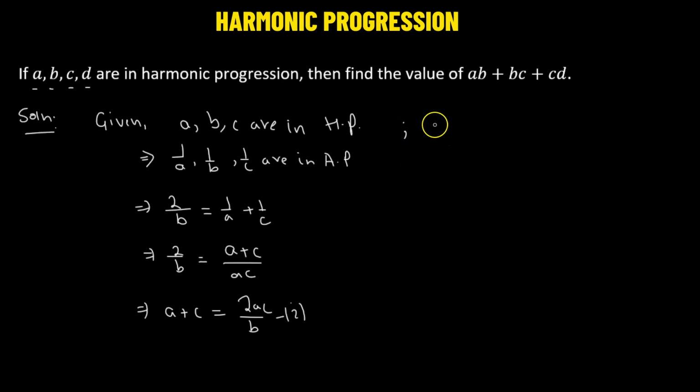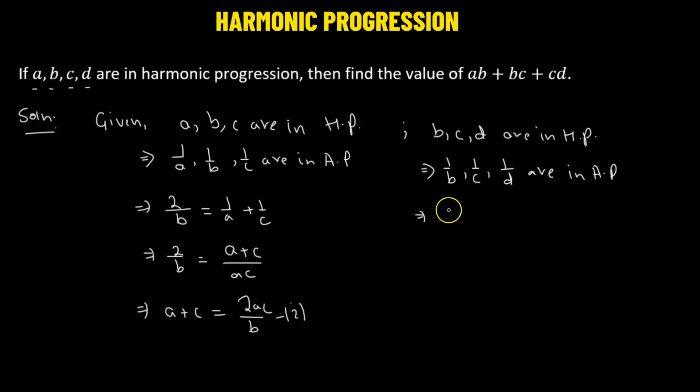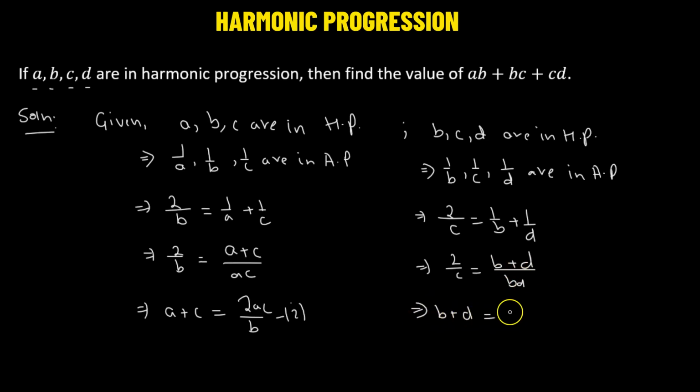Now we can also consider the second, third and the fourth term and consider that they are in harmonic progression. So if B, C and D are in harmonic progression, this immediately means that the reciprocal of each of the terms, so we have 1 over B, 1 over C and 1 over D, are in arithmetic progression. So we can say that 2 times the middle term will be equal to the sum of the first and the third term. So we have 2 over C equals B plus D divided by BD. That means we have B plus D equals 2 times BD divided by C, and we're going to label this as number 2.